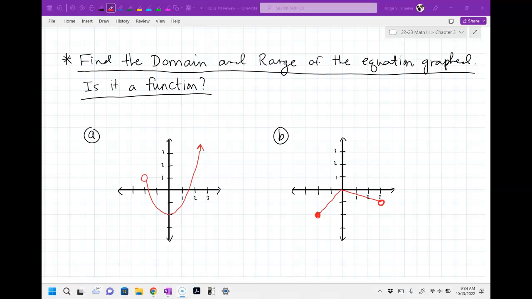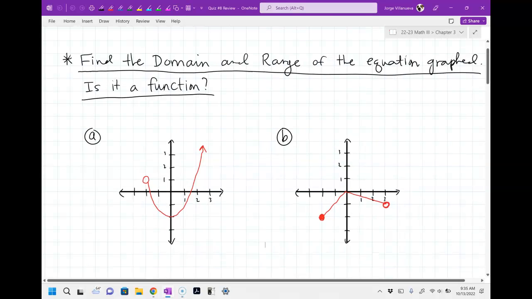All right, so for quiz number 8 review, the first couple questions you're going to see are going to ask you to find domain and range and then whether or not it's a function. There's 4 questions like this. Only 2 of them require you to write domain and range. The other 2 just ask you if it's a function. So it should be a lot easier than the domain and range problems.